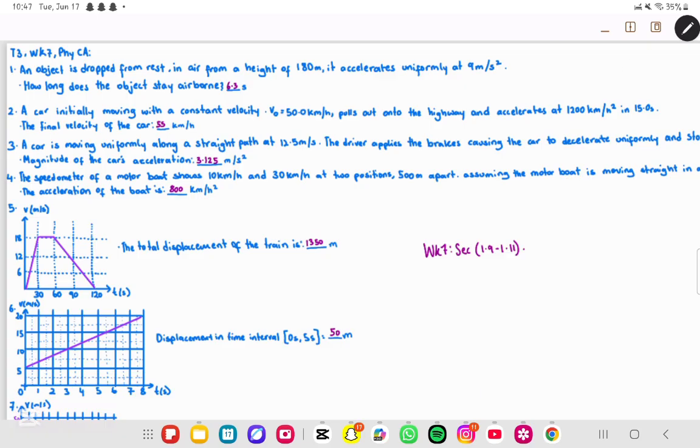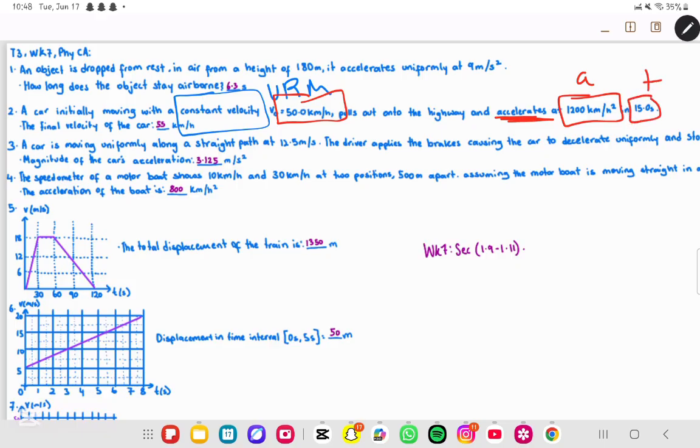Move on to part 2. A car initially moving with a constant velocity. So now it has a constant velocity, meaning we will use URM, or uniform rectilinear motion. We have velocity initial, which is 55 kilometers per hour. It pulls out onto the highway and then accelerates, so now we have an acceleration of 1200 kilometers per hour squared. This is our acceleration in 15 seconds, and this is our time. So we have velocity initial, acceleration, and time. They want to find the final velocity.